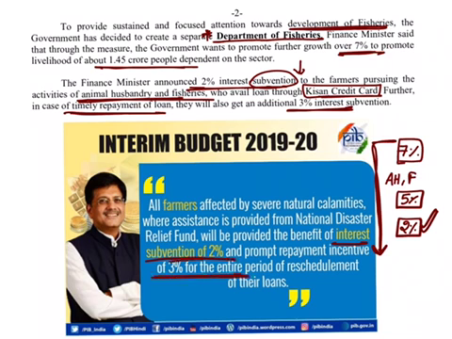Here it is also mentioned that all farmers who are affected by natural calamities are provided assistance under the National Disaster Relief Fund. Under NDMA, we have the National Disaster Relief Fund. NDMA is the organization that has this particular fund. From that, relief would be provided in case of losses due to natural calamities.